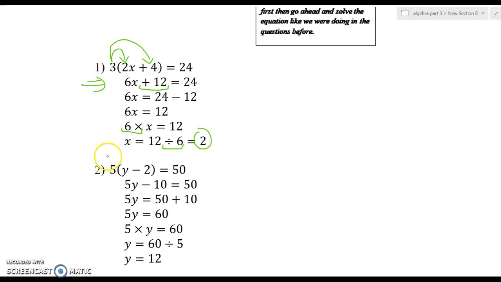So let's look at the last one there. 5 multiplied by y is 5y, and 5 multiplied by minus 2 is minus 10, and that's equal to 50. And again, carry across the number that's by itself first. So 5y is equal to 50 plus 10. 5y is equal to 60. So 5 multiplied by y is equal to 60. y is equal to 60 divided by 5, which is 12, right? So again, all our practice with these questions, right?